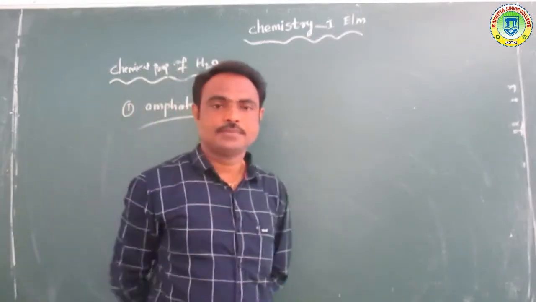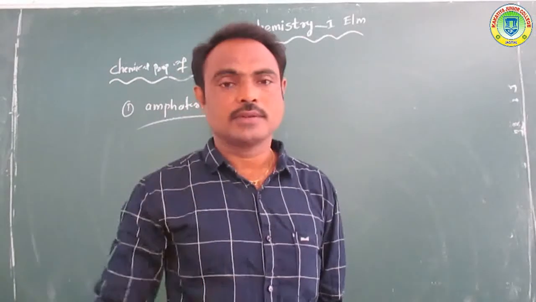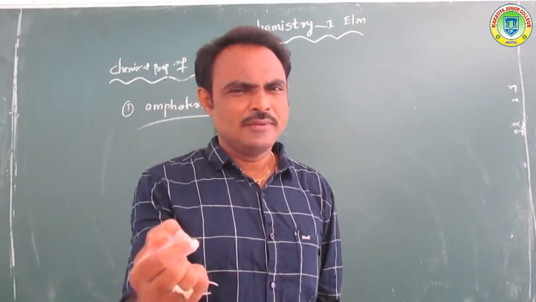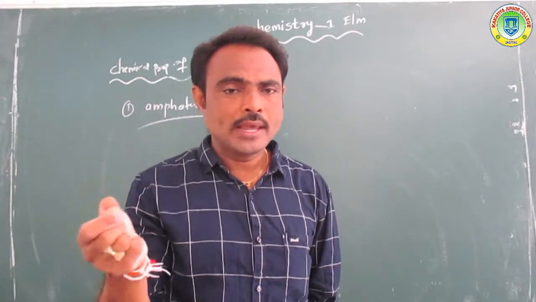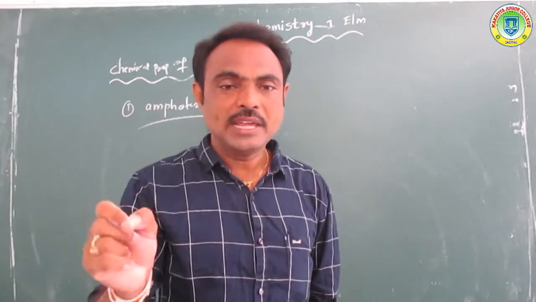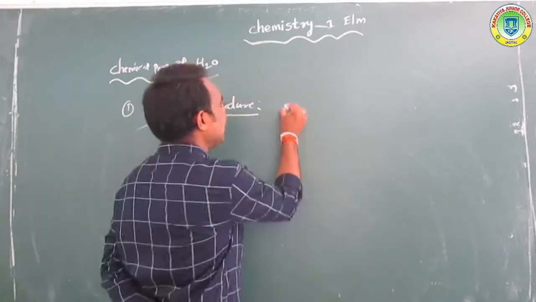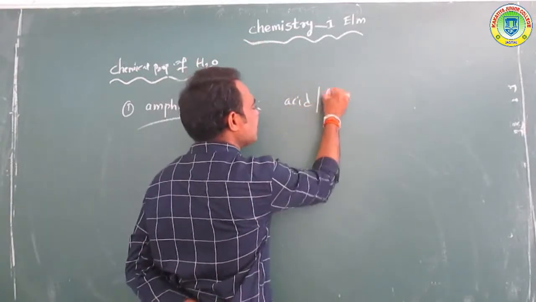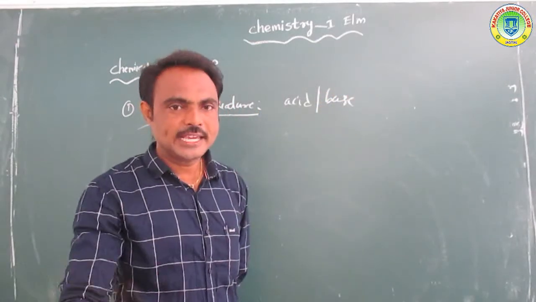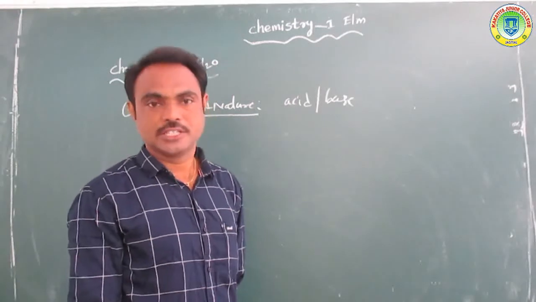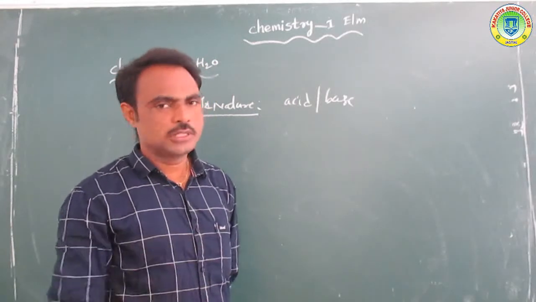Amphoteric nature means dual nature, just like "di" or "bi" means two. So here also amphoteric means dual nature, mainly acidic nature as well as basic nature. So how is it possible?